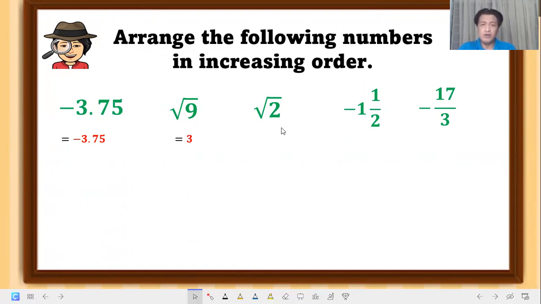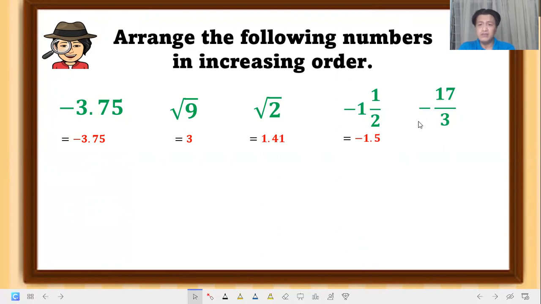What is the square root of 2? Kapag kinonvert mo yan, di ba, irrational yan, remember? Kaya nga siya, approximate lang natin ng 1.41. Ni-round off lang natin para ma-plot natin or ma-arrange. And what is negative 1 and 1/2? Pag kinonvert natin yan, di ba, from mixed number to improper and then decimal. Kaya nga siya, that will become negative 1.5.